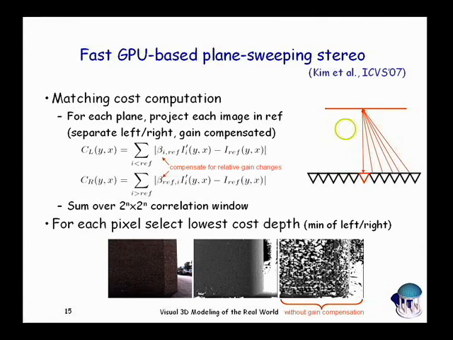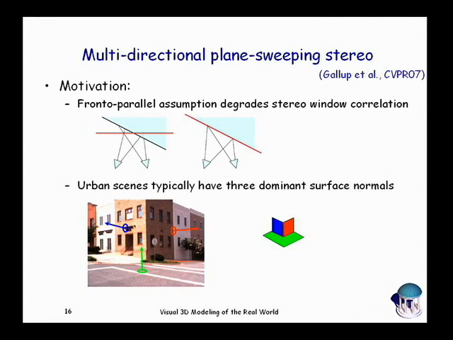This is just an illustration of what happens when you don't compensate for gain, and there's actually gain change going on. It just completely gets random. OK, so that's the standard stereo algorithm.